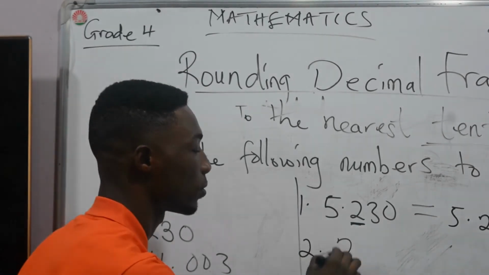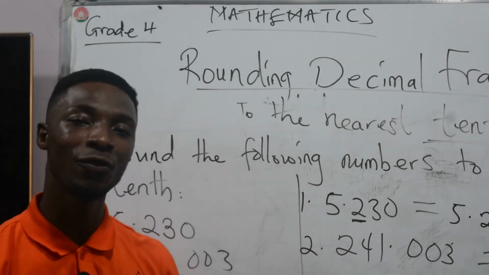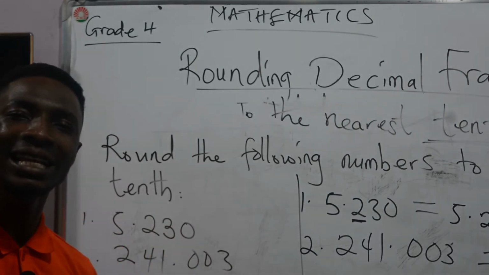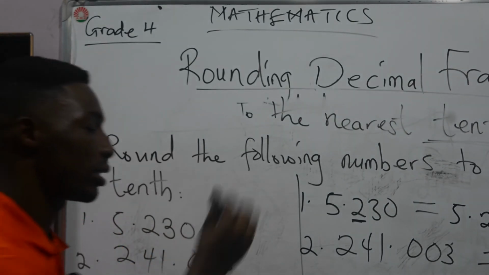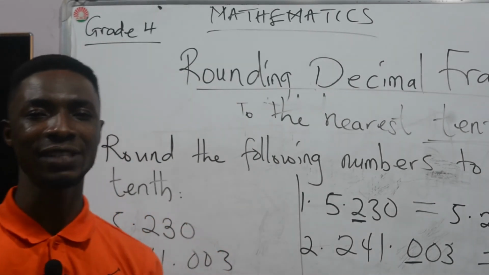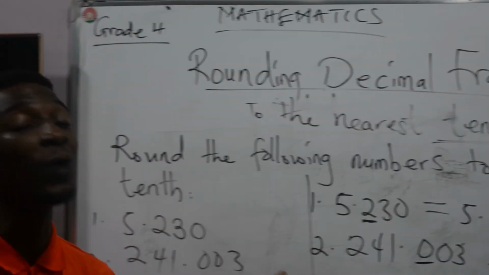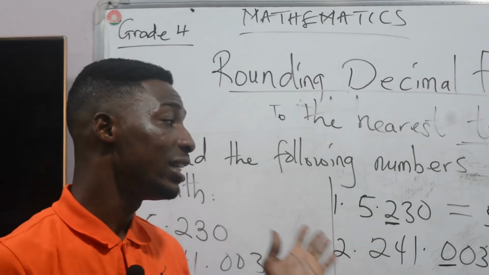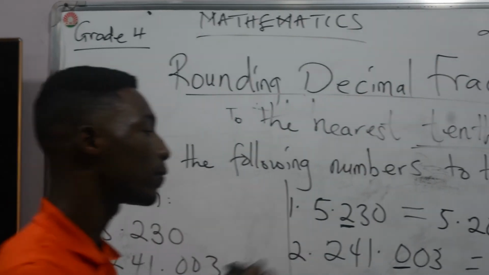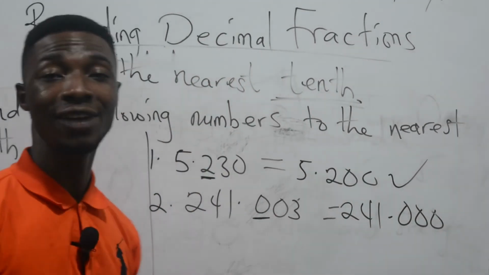which is 241.003. Let's identify the number occupying the 10th position. There we go, a 0. Then we identify the number just after the 0. That one too is 0. Possibly we cannot do anything to any of them. We just need to turn all the numbers to 0. So at the end we have 241.000.